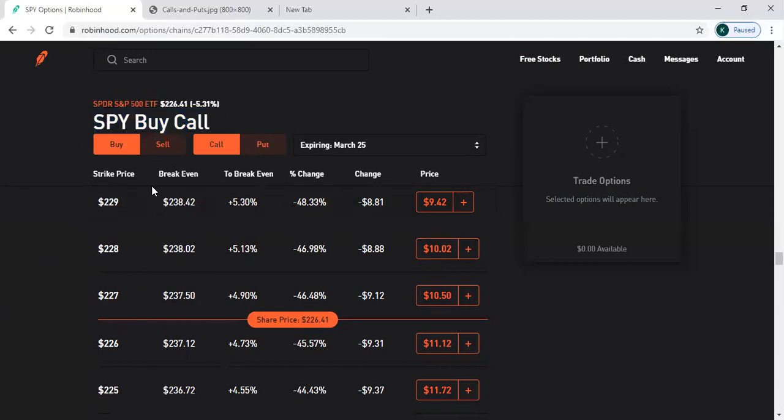Perfect. So let's jump right in here. We have now that screen that I pulled up after I clicked trade options. This is the screen you're going to see on a desktop or laptop. So right here, you see buy, you see sell, call, and put.